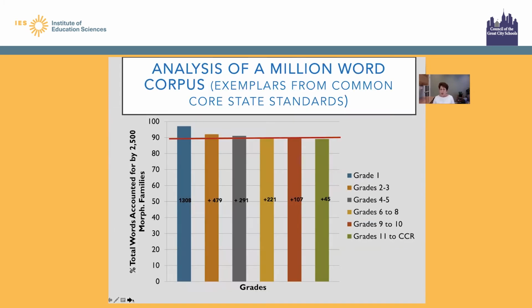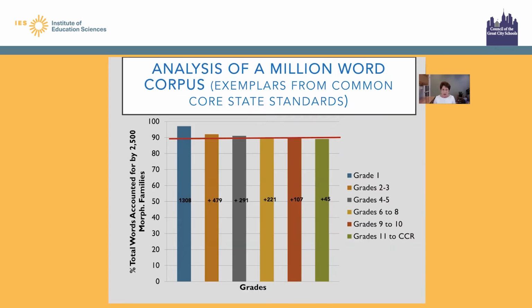What I did with my colleagues Amanda Goodwin and Gina Cervetti is we took all of the text from the Common Core State Standards exemplars. Do you remember those in one of the appendices, things that the Common Core writers thought exemplified the kinds of text kids should read? And we asked, do these words, the 2,500 morphological families, are they critical across the grade levels? And here's what we found.